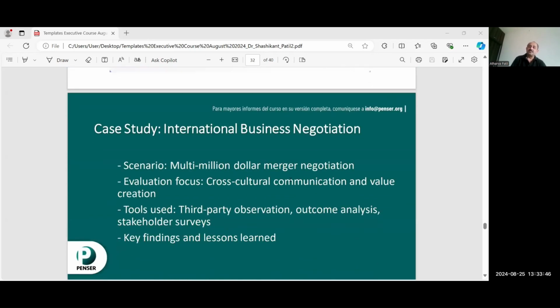Another case study here is international business negotiation. Here the scenario is a multi-million dollar merger negotiation.